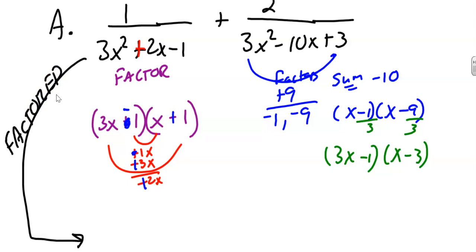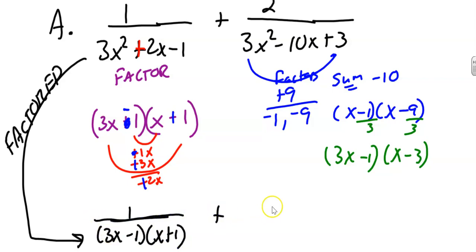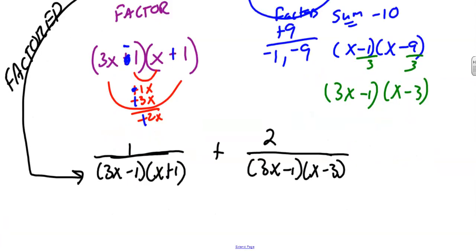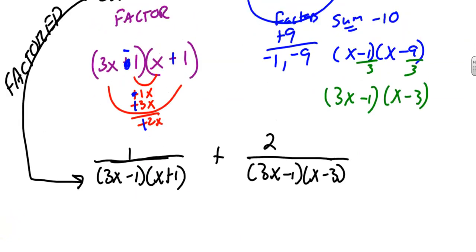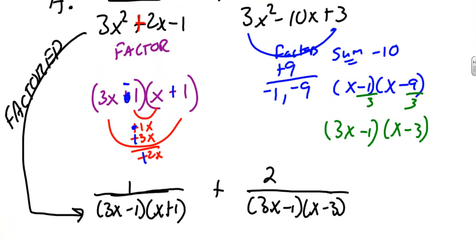Okay, so we started off with these two denominators. Here's where we got to go back and rewrite them in factored form. This one's 1 over (3x minus 1)(x plus 1), plus, this is 2 over (3x minus 1)(x minus 3). Okay, so we did all that factoring, all that work to take those two denominators and change them.